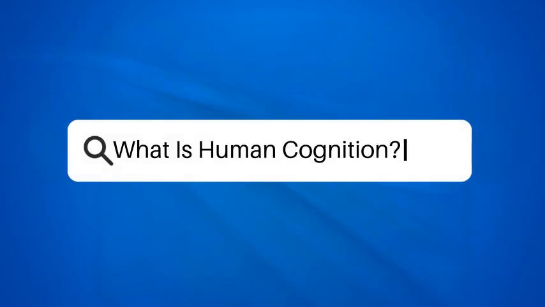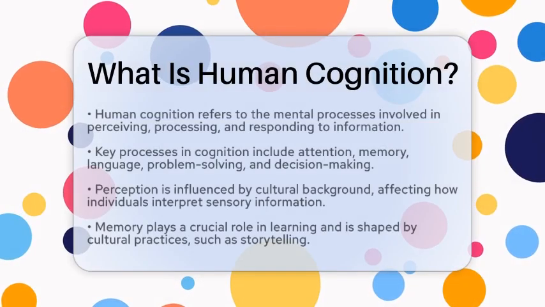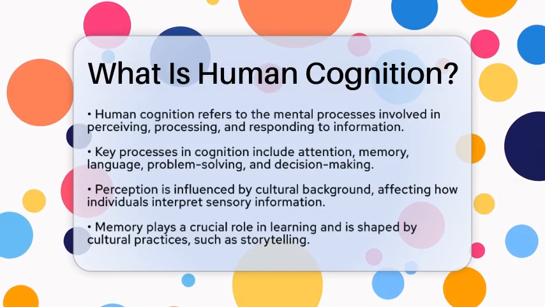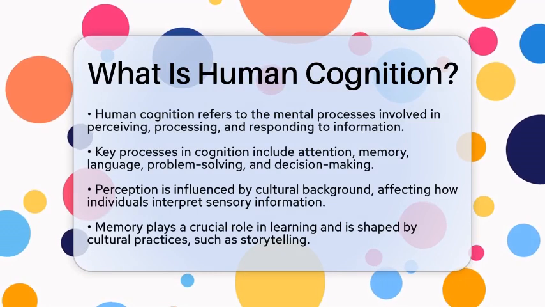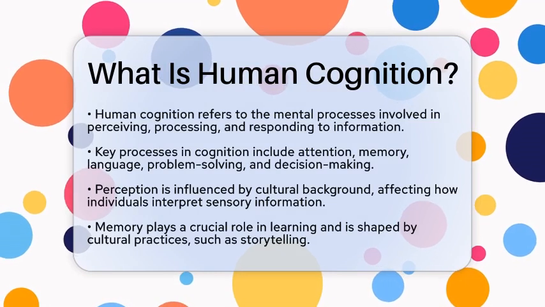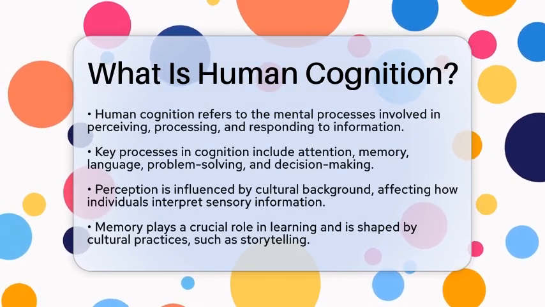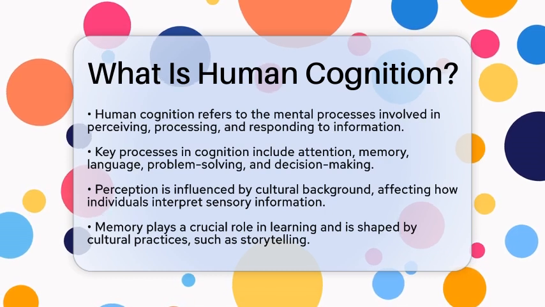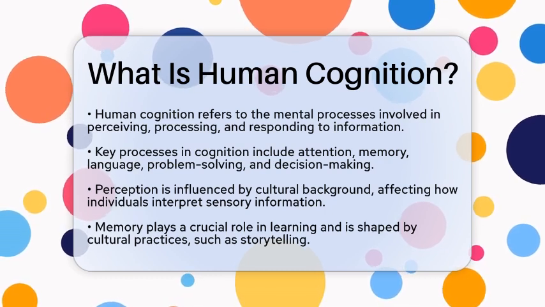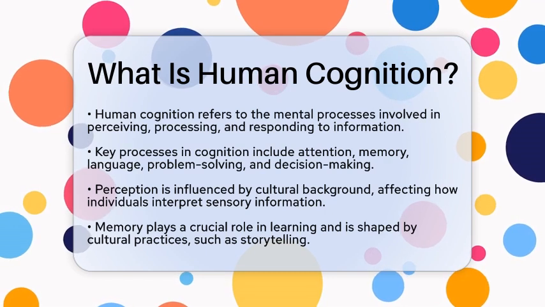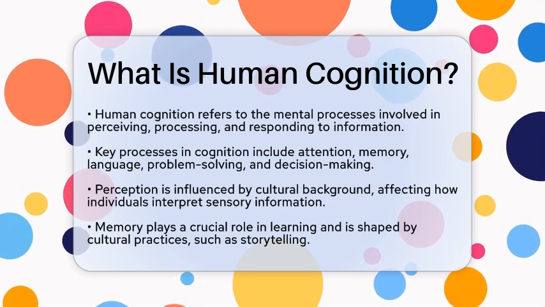What is human cognition? Have you ever wondered how we think, learn, and interact with the world around us? The answer lies in human cognition. This term refers to the mental processes that help us perceive, process, and respond to information. These processes include attention, memory, language, problem-solving, and decision-making.